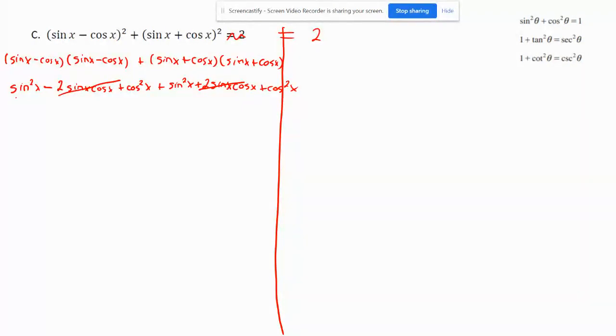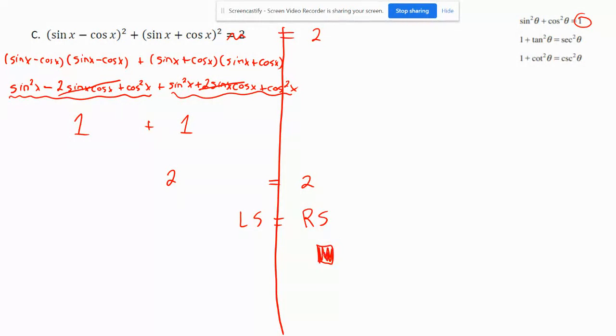Now, what we're left with is we have a sine squared plus cos squared, which is equal to 1, and we have sine squared plus cos squared, which is 1 as well. So there we go, 2 equals 2. Okay, we have no non-permissible values to account for in this example either, because there's no variables in the denominator at all. So we have our left side equals the right side, and we're finished this proof over here.